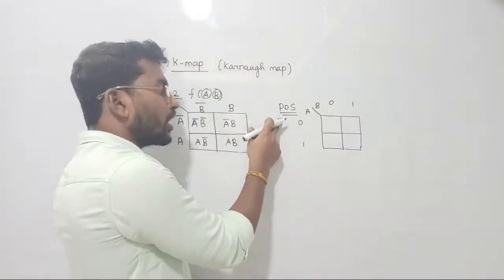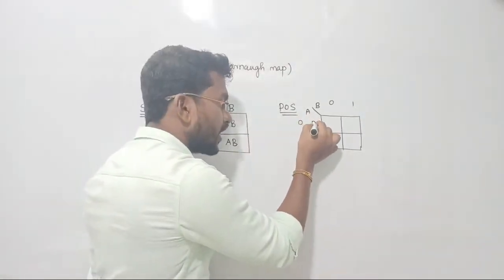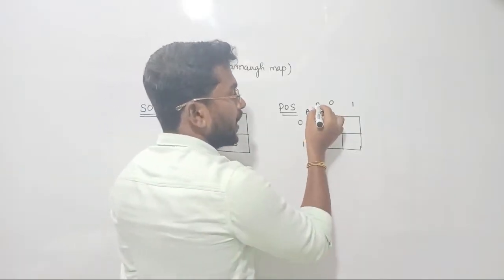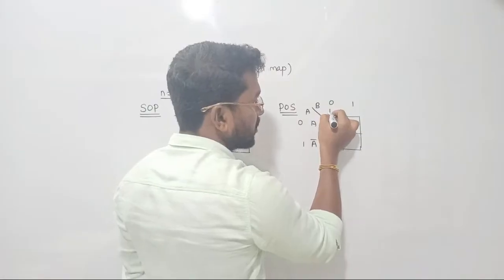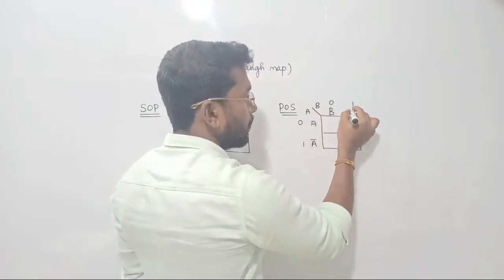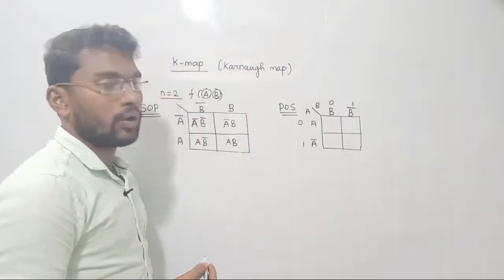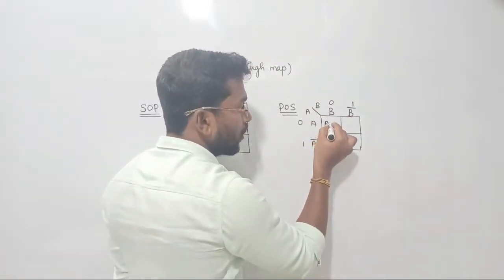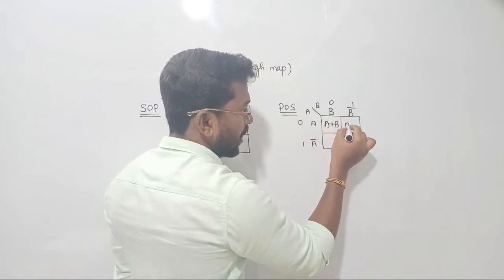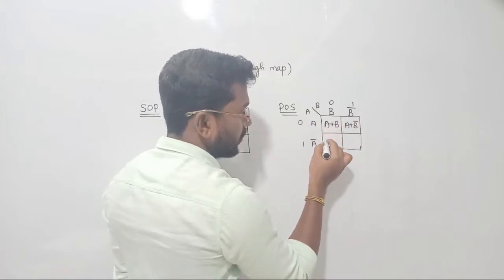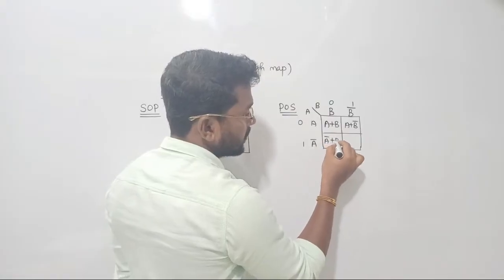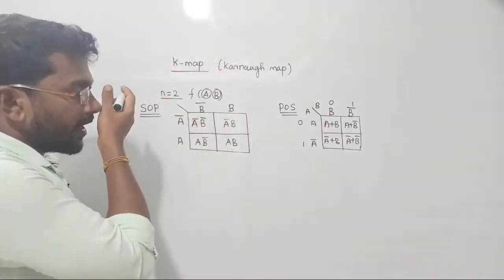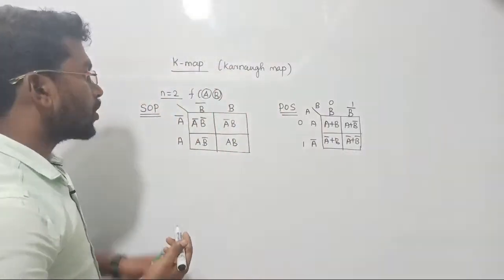Now in product of sum, 0 means we have to accept, but 1 is not acceptable, so we have to take bar of this. Similarly for b, 0 we can directly accept, but 1 is not acceptable, so we have to take b bar. And then when we are clubbing these two variables, I will have to perform OR operation first. Clear? So that is how we are writing sum of product and product of sum for two variables.